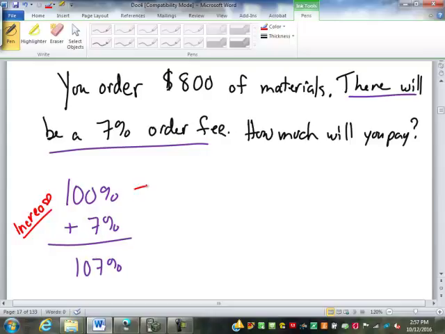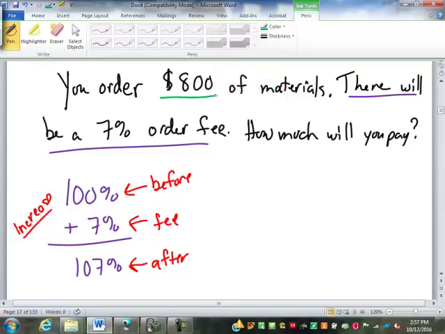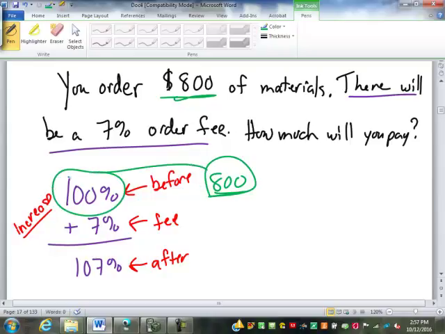So again, we have the 100% is the amount before. The 7% is the extra fee. And the 107% is the amount after. And here the amount we're given, the $800, is the amount before. So that does match up with the 100%.